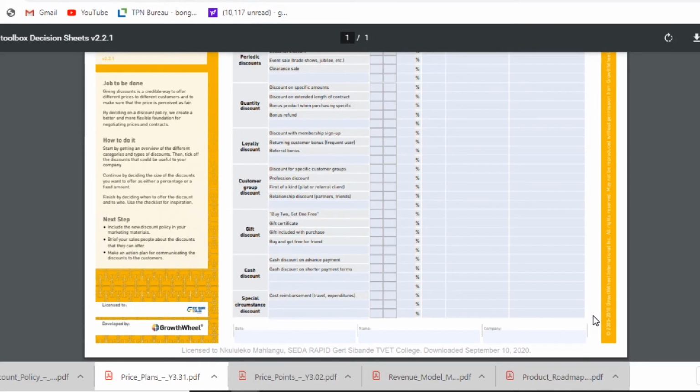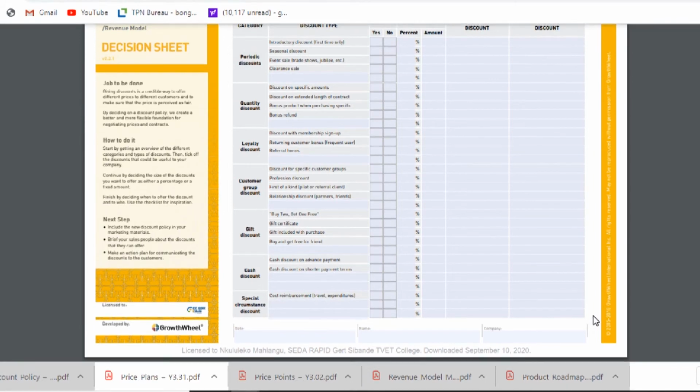Then we've got quantity discount. The quantity discount is if you buy 10, you're only going to pay for 8. You buy 20, you're going to pay for 15, we'll give you 5 free. When we speak about quantity discount, those are the type of things that we are looking at.